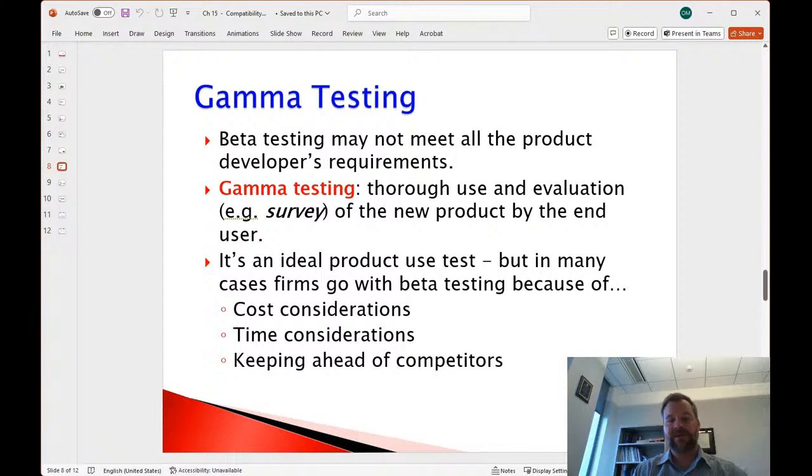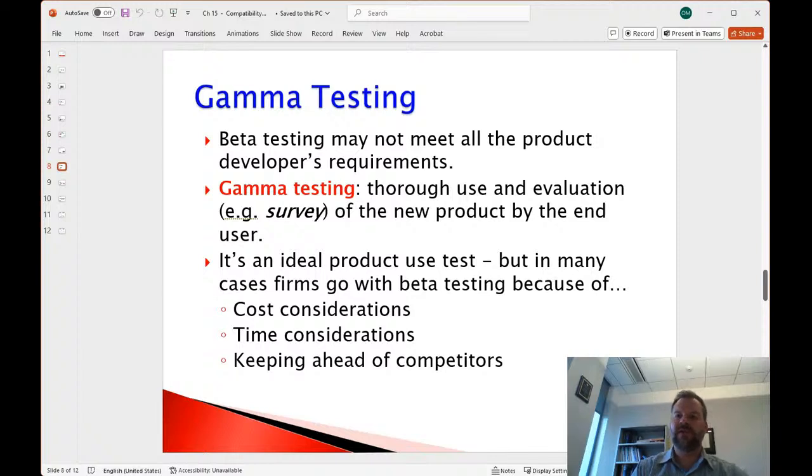Gamma testing is another step, so it's sort of a third type of product use testing. This is where you're doing a thorough use and evaluation, and it really goes beyond just a survey. But what you're trying to do is, usually over some sort of time frame, say, all right, let's make sure that customers really like this. So let me give you an example of this.